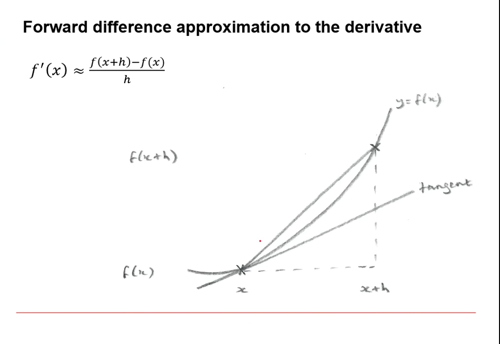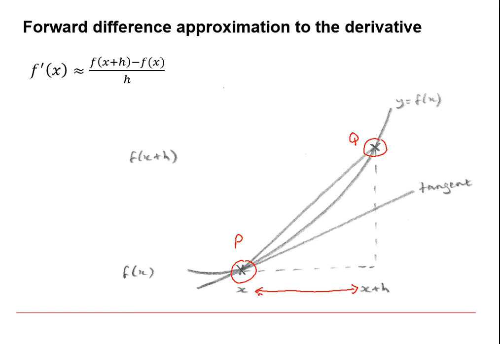Now we're interested in finding an approximate value for the derivative of f of x at this point here, which we'll call P. So we're going to consider a neighbouring point Q, and this is a magnified diagram, so the difference between the x coordinates of P and Q is a small value h.